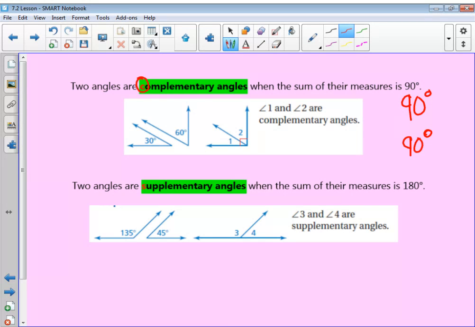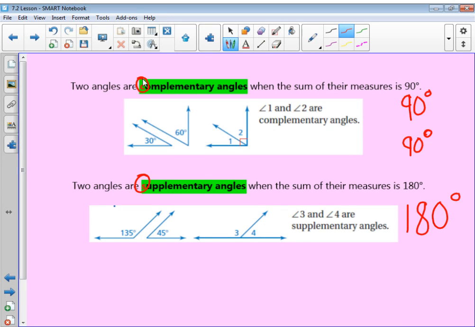Supplementary angles, on the other hand, are two angles when you add them together, or their sum, equals 180. So once again, my visual cue on that is as I make an S, I could actually turn that into an 8. So it reminds me that it's the 180 degree sum.